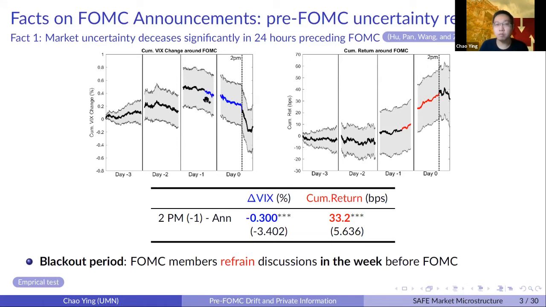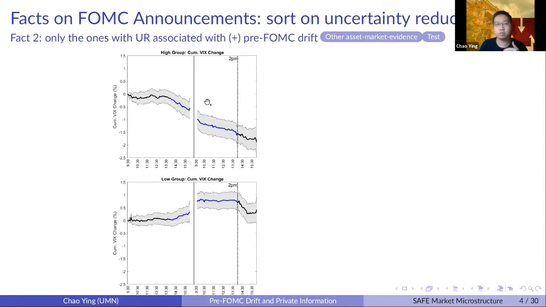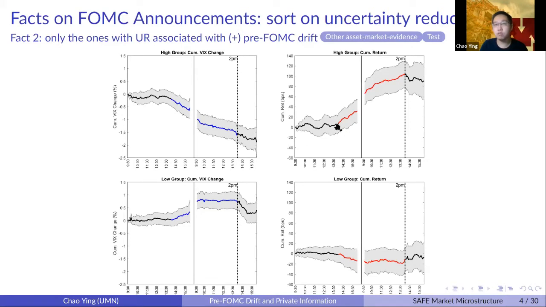Next, to provide more empirical evidence, for each announcement, I calculate the 24-hour uncertainty reduction. Then I sort these announcements into tertiles. The high group contains the announcements where the uncertainty reduces the most before announcements. The low group contains the announcements where the uncertainty reduces the least or even increases before announcements. After that, I plot the cumulative return for the high group and the low group separately.